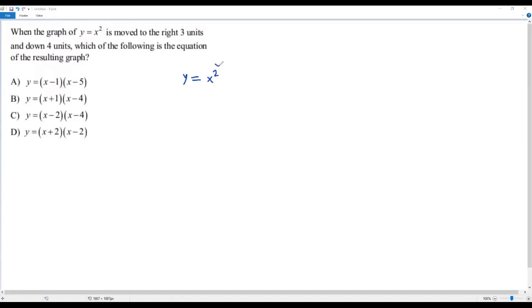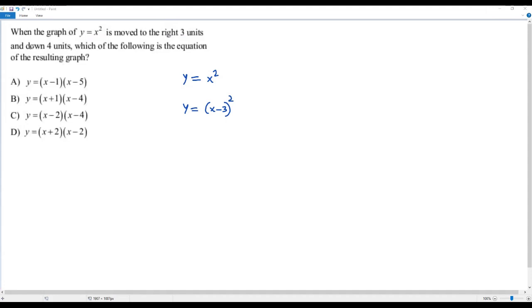When we move the graph of this equation to the right 3 units, what we have to do is subtract 3 from this x. Then the equation will become y = (x − 3)². Here I replaced the x by x − 3 because there is a horizontal translation of 3 units to the right. So we subtracted 3 from this x and we keep the exponent 2 as it is.